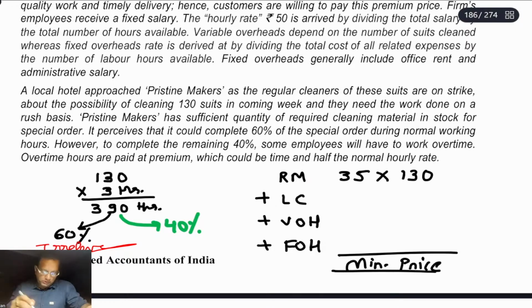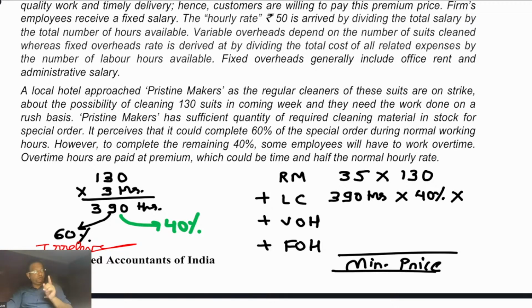Okay. So the answer will be 390 hours, the total requirement, multiplied by 40% overtime working. And please, beta, very, very important. What does this mean? Time and half. It means 1.5 times the normal rate. Time and half. जो time का payment करते हैं वो करना है plus half the payment. So please listen very carefully, beta.